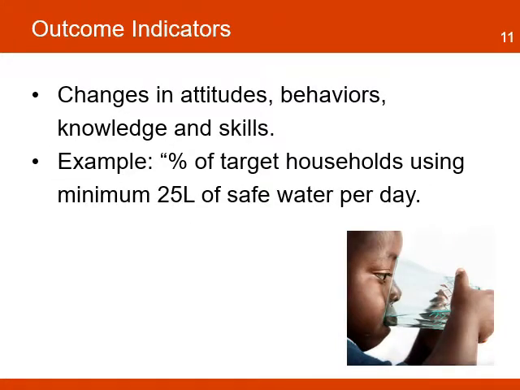Outcome indicators are indicators that measure project outcomes. Outcomes are medium-term results of a project. They measure a specific change in a situation to be achieved before or after the end of the project. They are defined in terms of changes in attitudes, behaviors, knowledge, and skills. These types of indicators are sometimes called effect indicators. They describe target population responses to the project outputs. For example, in the case of a WASH project, outcome indicators could be percentage of target households using a minimum of 25 liters of safe water per day.